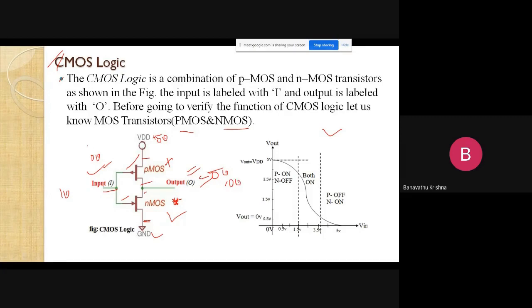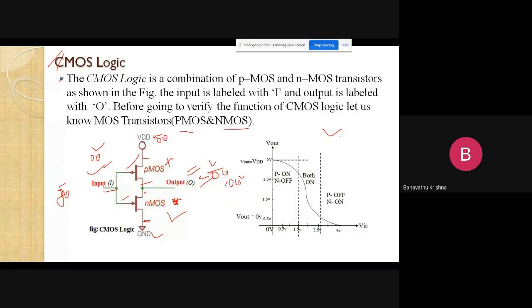So let us observe here, whenever we apply input 0, we get output logic 1, that is 5 volts. Suppose we apply 5 volts here, that is logic 1, then we get output as 0 voltage. So if you apply input 0, then output is 1. Simply it acts as an inverter. So here we designed the CMOS logic, but it is performing the inverter operation. That means the inverter logic gate is designed by using MOS transistors. Simply we can say that.